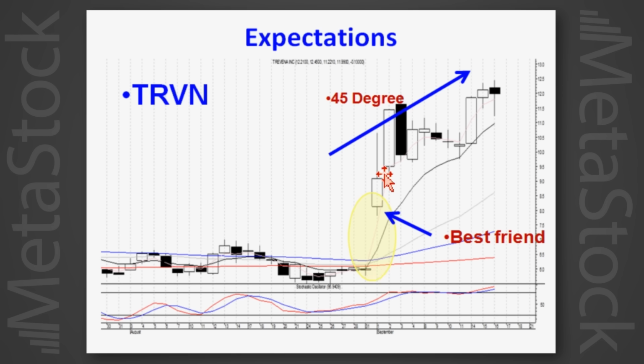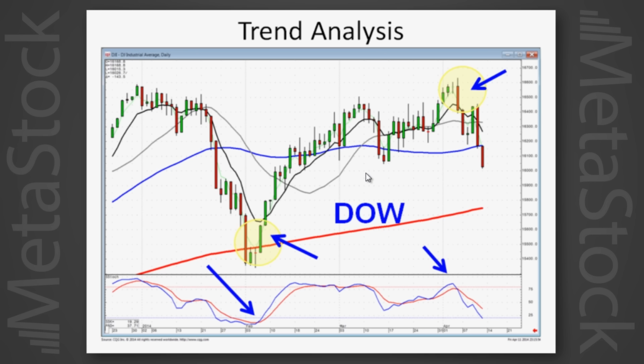There's your best friend. Then what do we expect after that? We can just stay long as long as this stays above the T line, because we're in a 45 degree. Very strong pattern, because this right here has told you there was a strong change of investor sentiment. You can analyze what the Dow is doing on the same patterns.